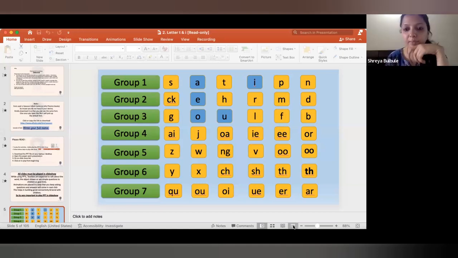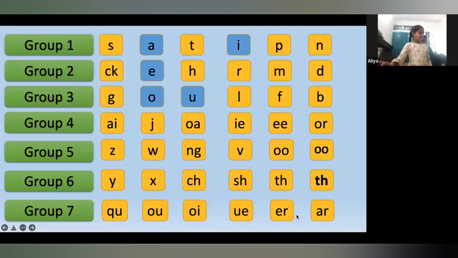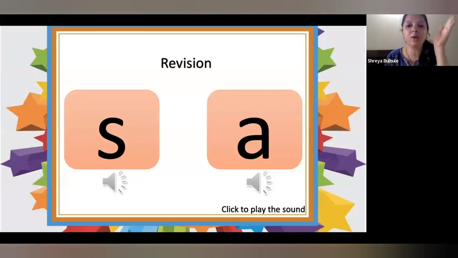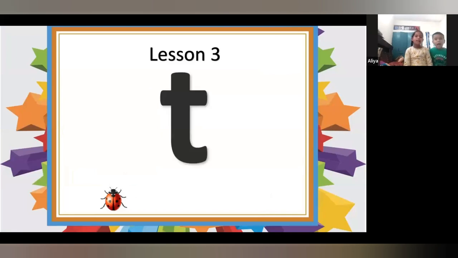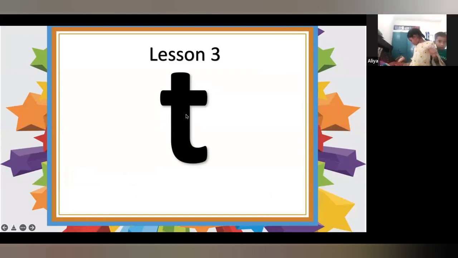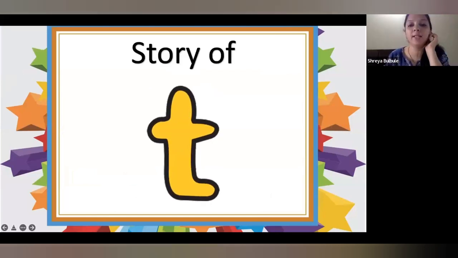Can you see my screen? Yes, ma'am. So, we learned sound and a sound. Now we will learn which letter sound. T. Okay. Let's go to the story of T. Now sit down, both of you. Fold your hands and listen carefully to the story of T. Now in the story, you have to tell me wherever you hear the T letter words, okay? The T letter words, and tell me the sound words afterwards.